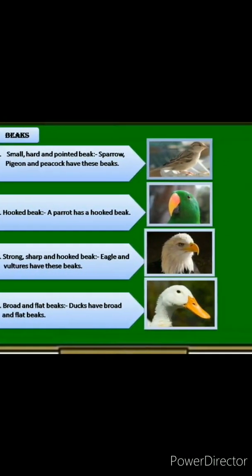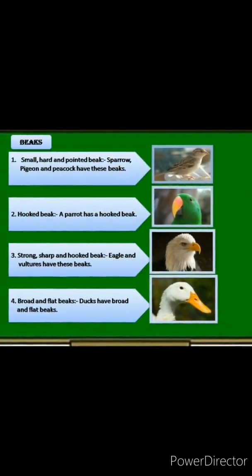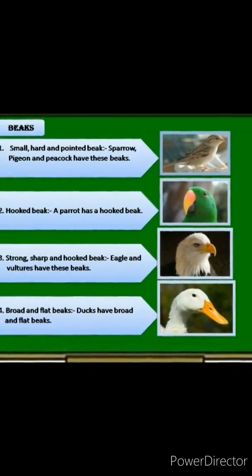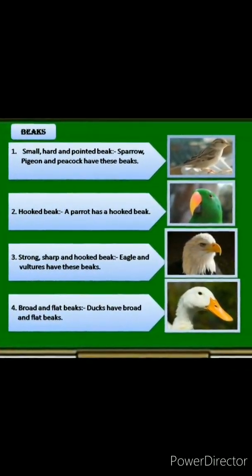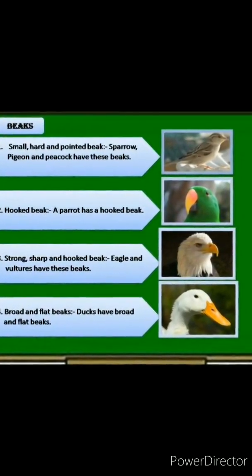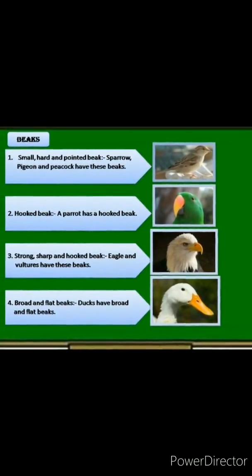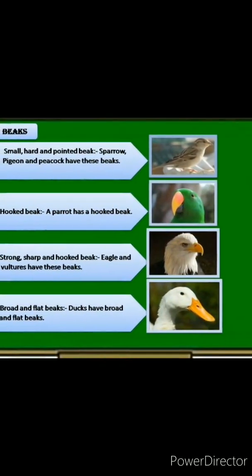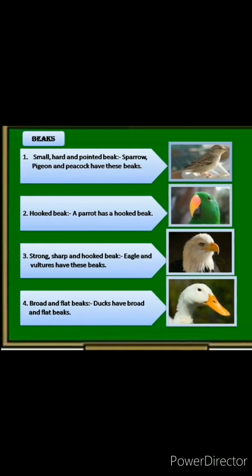Eagles and vultures have strong, sharp, hooked beaks. Such beaks help these birds to tear the flesh. Ducks have broad and flat beaks. These beaks help them to dig in the soft mud near ponds to find worms for their food.